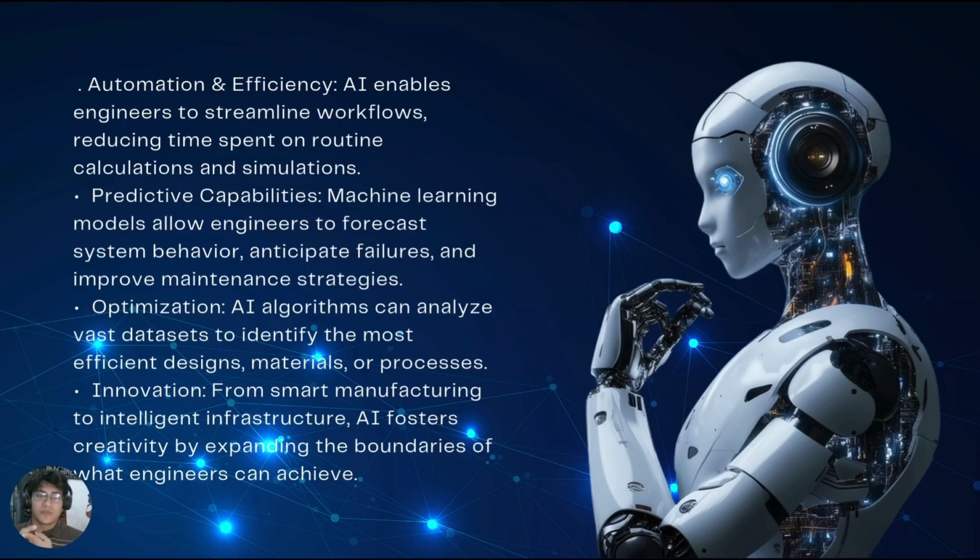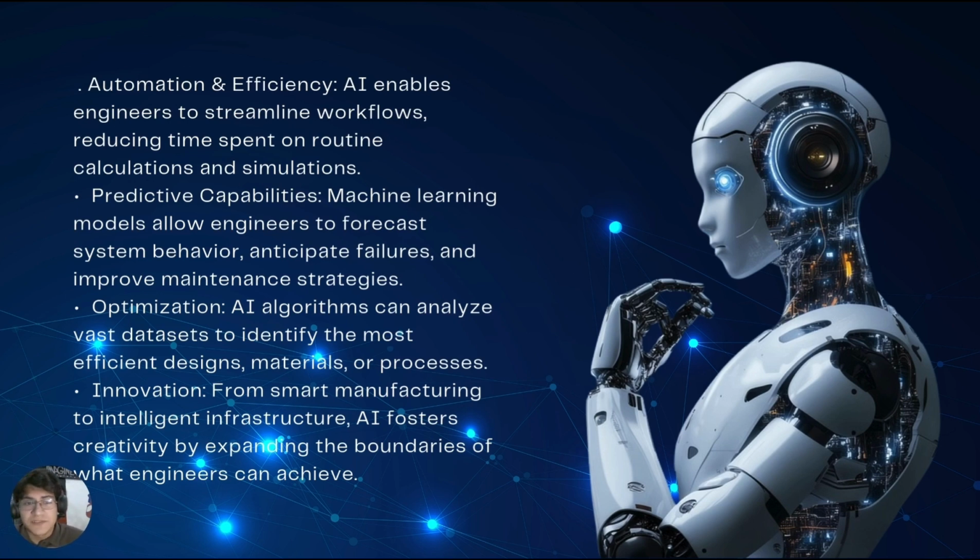We have automation and efficiency, predictive capabilities, optimization, and innovation. During the project, we see how AI can solve problems in these four areas. For example, in automation, the aim is to streamline workflows, reducing time spent on overtime. Predictive capabilities: machine learning models are engineered to forecast system behavior, anticipate failures, and improve maintenance strategies.